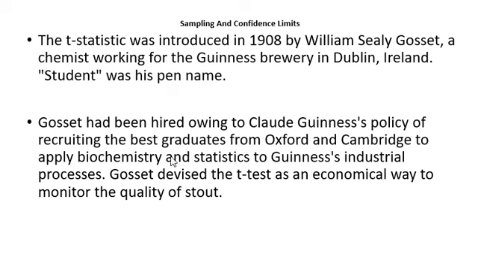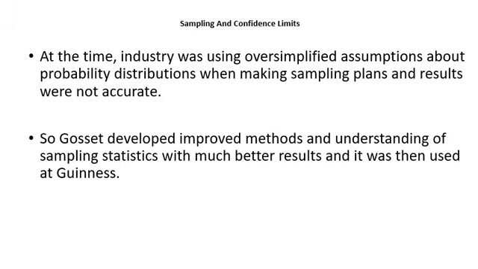Gosset had been hired owing to the Guinness policy of recruiting the best graduates from Oxford and Cambridge to apply biochemistry and statistics to Guinness industry processes. So he devised the t-test as an economical way to monitor the quality of stout. Anyway, that's just a little bit of history on your t table. You don't have to memorize all of it. I'm not going to ask any of that.